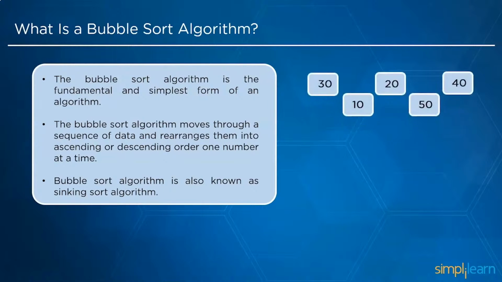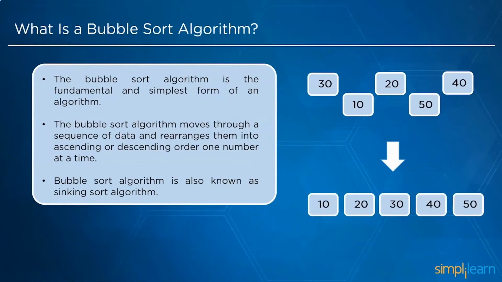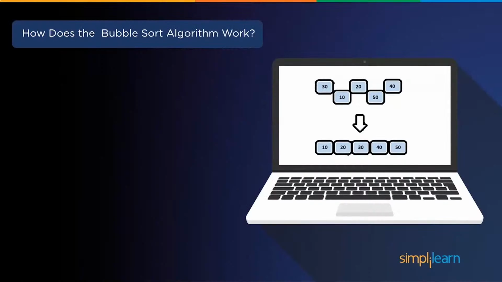Here we have some random distributed elements which are 30, 10, 20, 50 and 40. And after performing the bubble sort algorithm, all the elements are sorted as 10, 20, 30, 40 and 50. So how is it done? We will see in the next segment where we will understand the working terminologies of bubble sort algorithm.